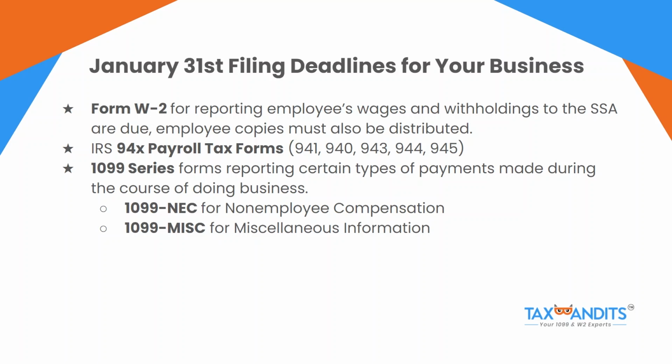And there are even 1099 series forms used when reporting certain types of payments made during the course of doing business that have January 31st deadlines. For example, the Form 1099-NEC used to report non-employee compensation must be e-filed and the recipient copies must be distributed by January 31st. Form 1099-MISC, reporting miscellaneous income, also has a January 31st recipient copy distribution deadline.